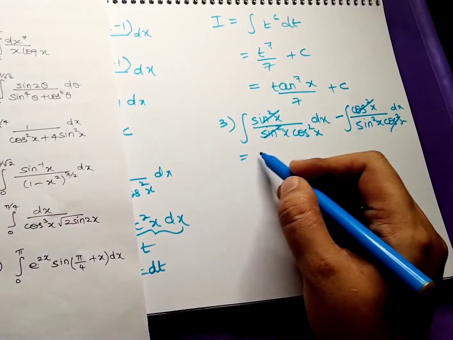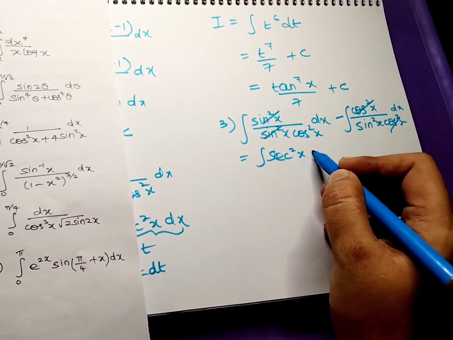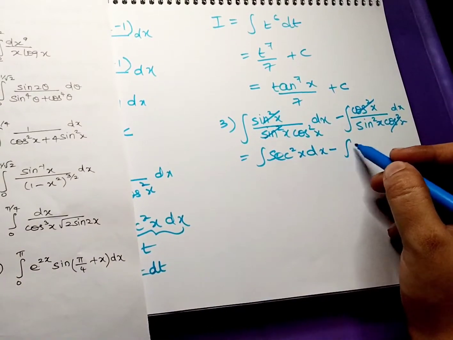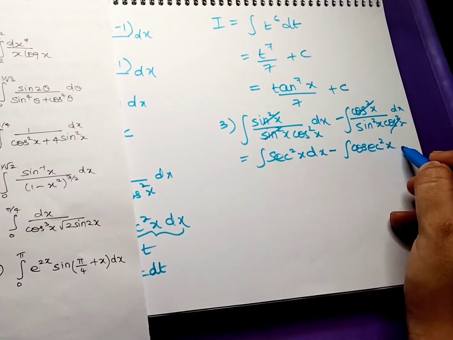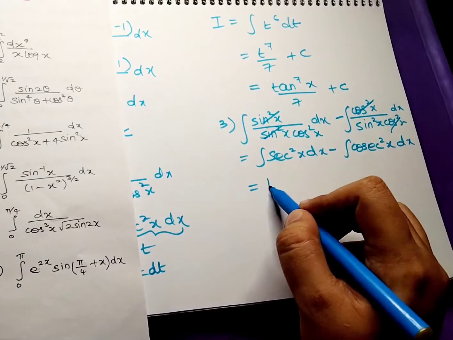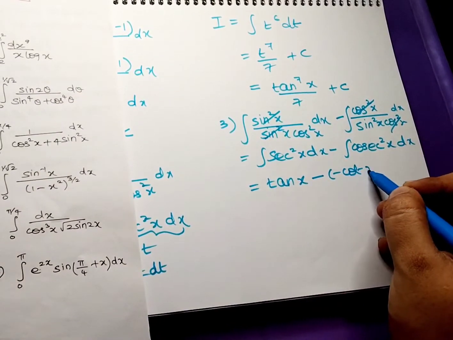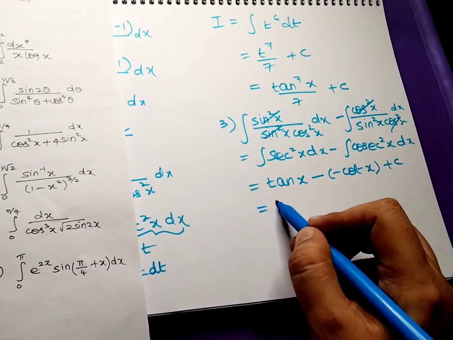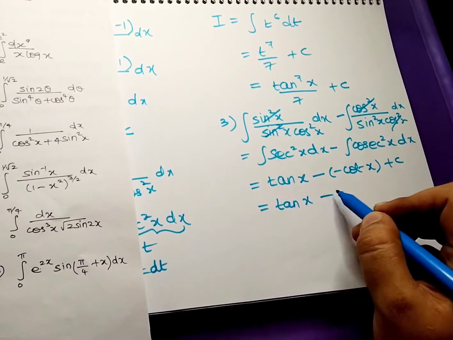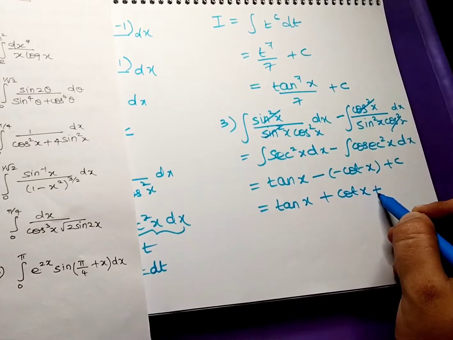So 1 by cos square is secant square x. In the same way, for the second term, 1 by sine square is cosecant square x. And we know the formula: integral of secant square is tan x and integral of cosecant square is minus cot x. So minus of minus will become plus. Final answer: tan x plus cot x plus c.